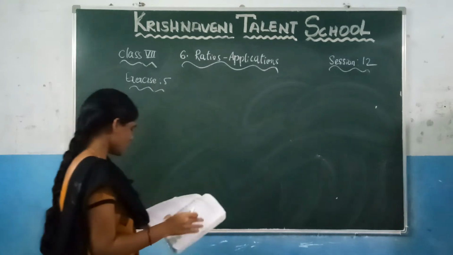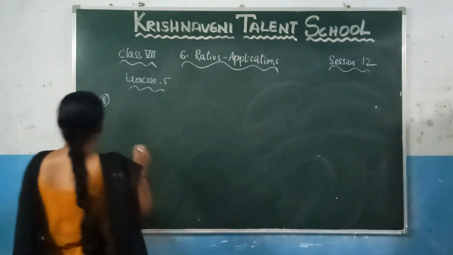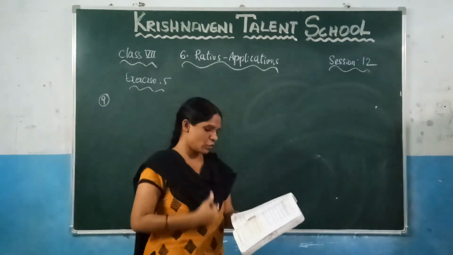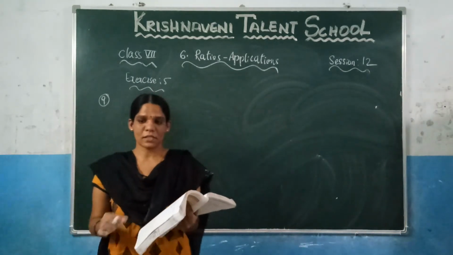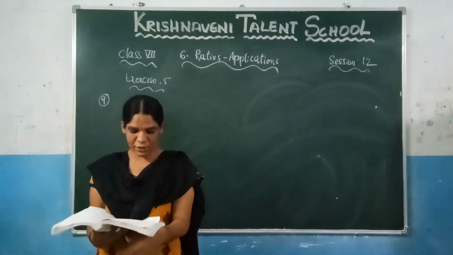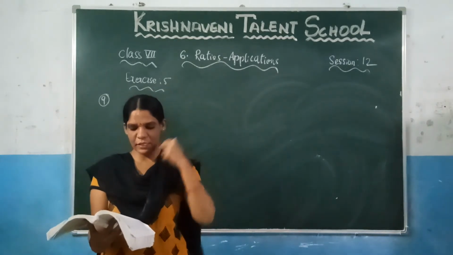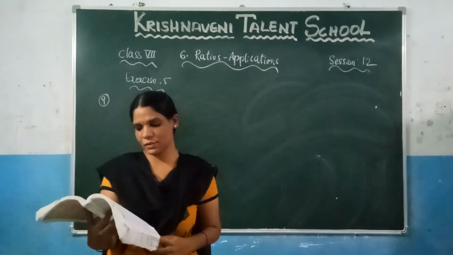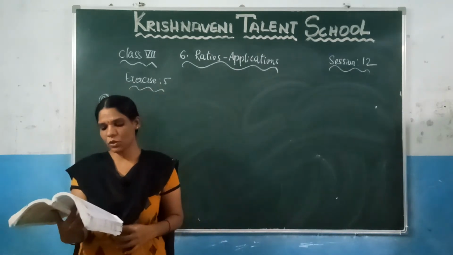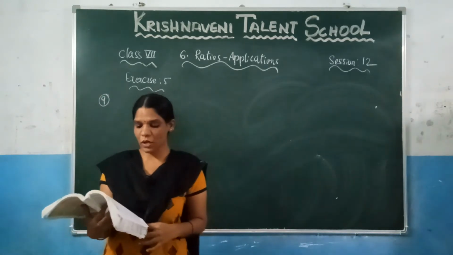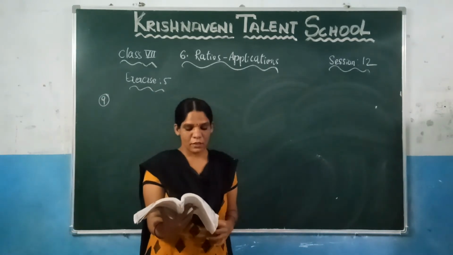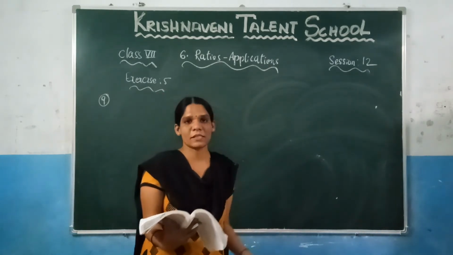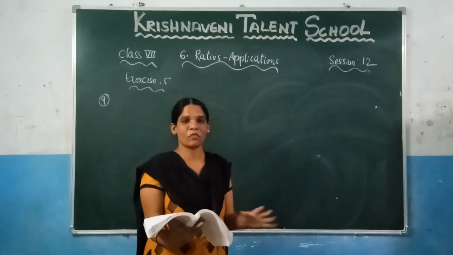So the last question in this exercise, the 9th question. The same question that we have solved before, like that only it will be there. Some variation is there. Now let us see here. A dealer allows a discount of 10% and still gains 10%. What should be the market price if the cost price is 900? So what is the question given here? Dealer, he allows a discount of 10%, but after giving 10% discount also he got a gain of 10%.